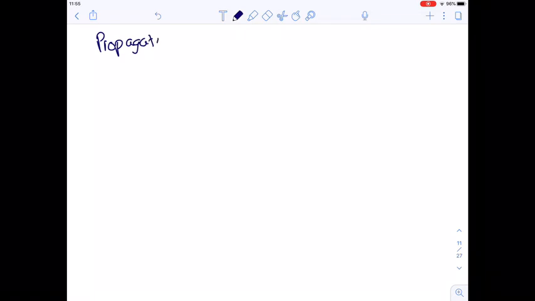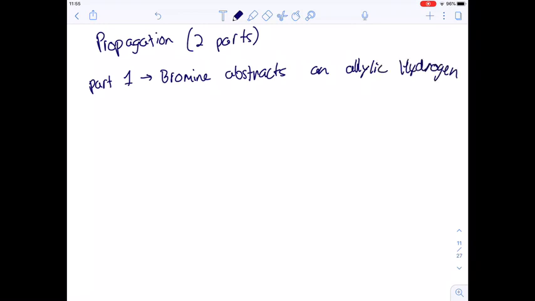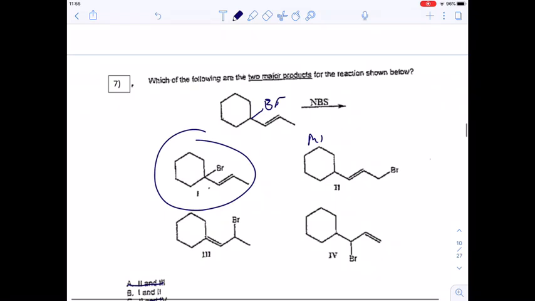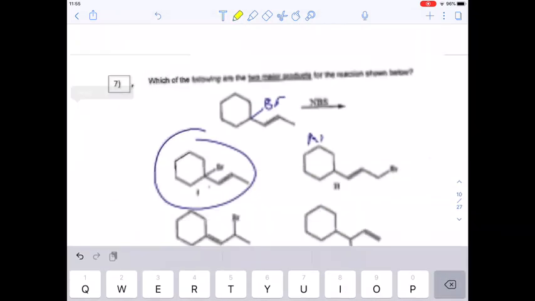Now, for the first step, you're going to generate the Br radical. I've already gone over this in the radicals lecture, so if you want to look at those notes, go ahead and do that. But we'll go into the propagation part really quickly, because this is the more important side of the mech anyway. Propagation, as you already know, has two parts. Part 1 is going to be the bromine abstracts an allylic hydrogen.